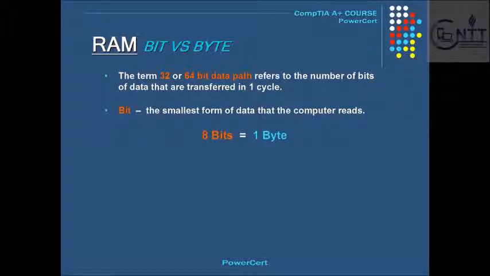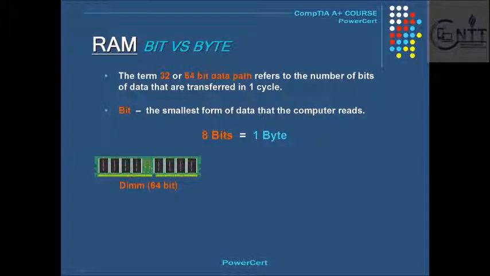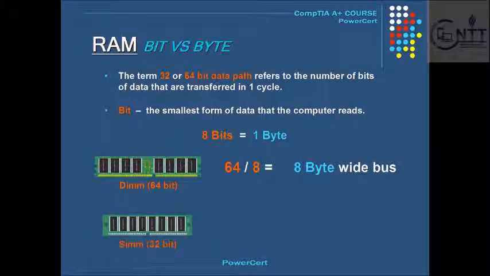So if a memory DIMM is rated to have a 64-bit data path, then that means that it has an 8-byte wide data path or bus, because 64 divided by 8 equals 8. And if a memory SIMM is rated to have a 32-bit data path, then that means that it has a 4-byte wide bus, because 32 divided by 8 equals 4. So that's why DIMMs are faster than SIMMs. Now this information will be useful in an upcoming lesson on how we determine the exact bandwidth of memory modules.